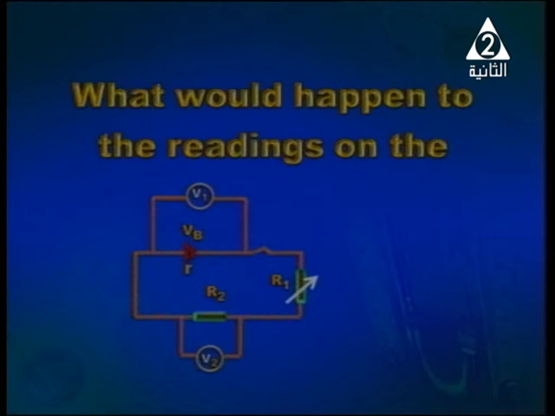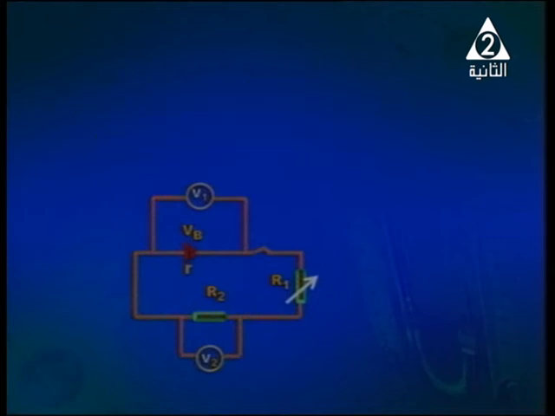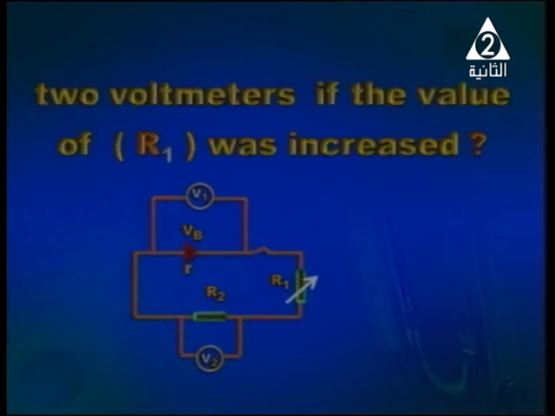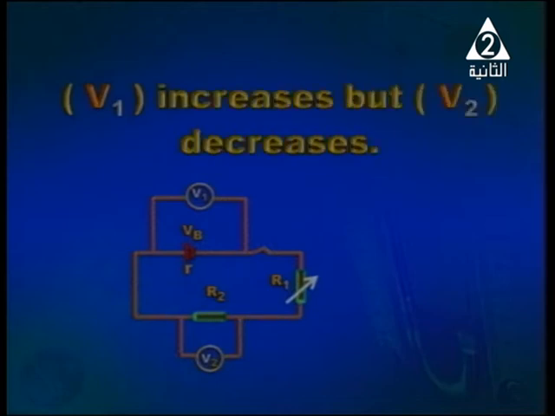What would happen to the readings on the 2 voltmeters if the value of R1 was increased? We'll increase the value of R1. We want you to say what will happen to the readings of voltmeter V1 and that of V2. As a matter of fact, increasing R1 will increase V1 but will decrease V2. So V1 increases but V2 decreases. And let's explain it.